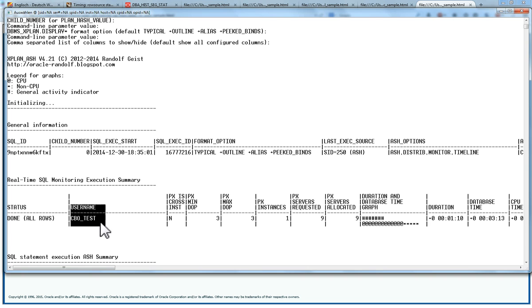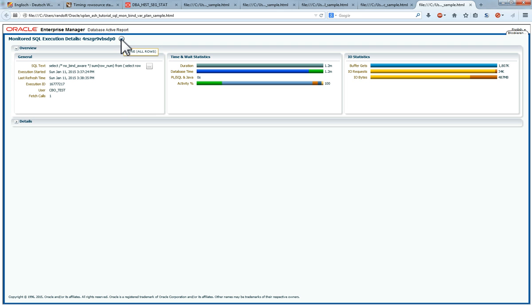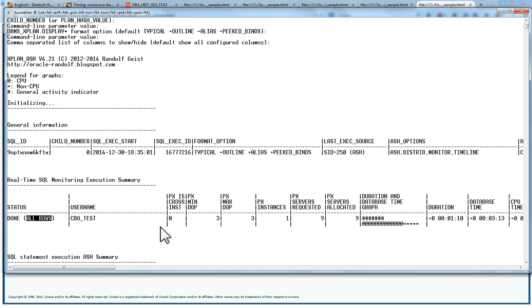Again, you see here the username, the status, which could be executing, or if the client hasn't fetched all rows, then it might be done first rows, first n rows, or it could even be done error if an error occurred. And this is what you see here in the official report in this place here, this status. You see here information about the parallel degree, whether this was parallel execution or not, and if it was parallel execution, if it was cross-instance parallel execution, so if that used multiple instances or not.